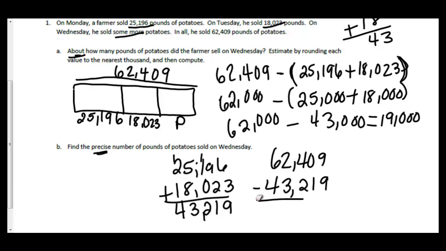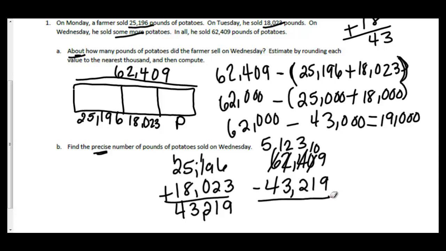So I'm going to look and see if I'm ready to subtract. I'm ready to subtract in the ones place, but not in the tens place. So I'm going to decompose the 4 into 3 and make the 10. Now I'm ready to subtract in the tens and the hundreds, but I'm not ready in the thousands. So I'm going to decompose this 10,000.